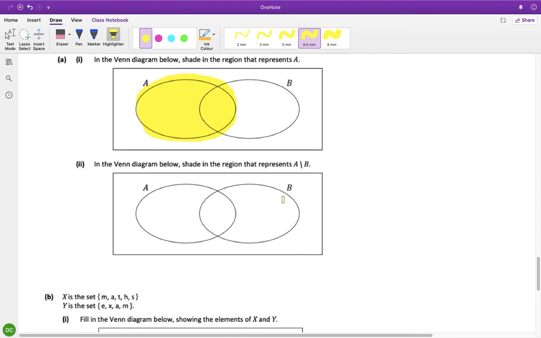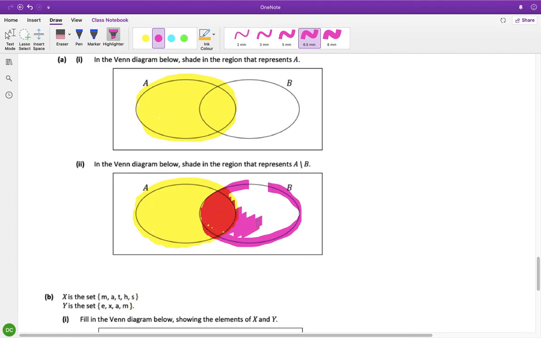In the Venn diagram, shade the region that represents A less B. Okay, so the way you do this, now I'm going to do a bit of shading here, is you start with A, so here's A. Okay, but then you have to remove B. Okay, so I need to take B away. Okay, so B is gone. So the only bit I should be shading is this bit here, because that's A, but not B. A less B, A minus B.